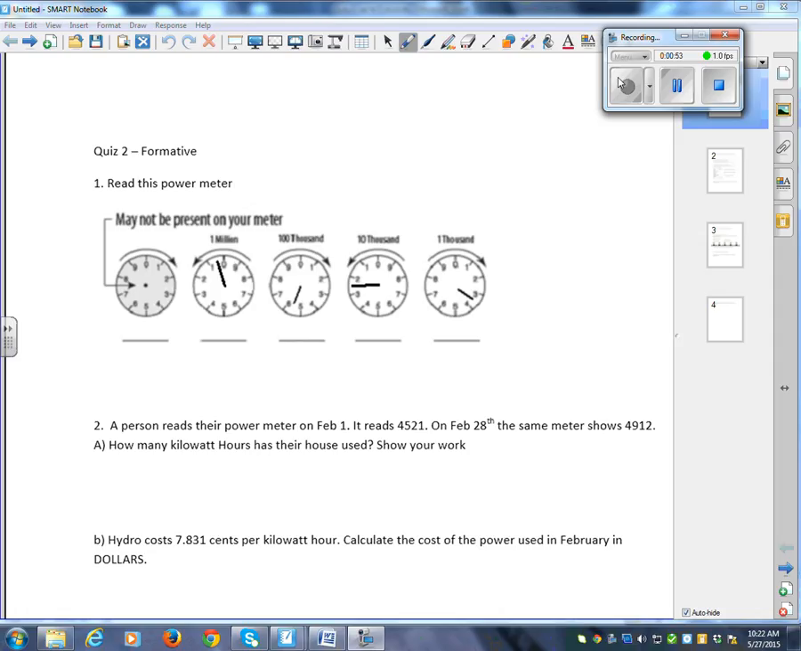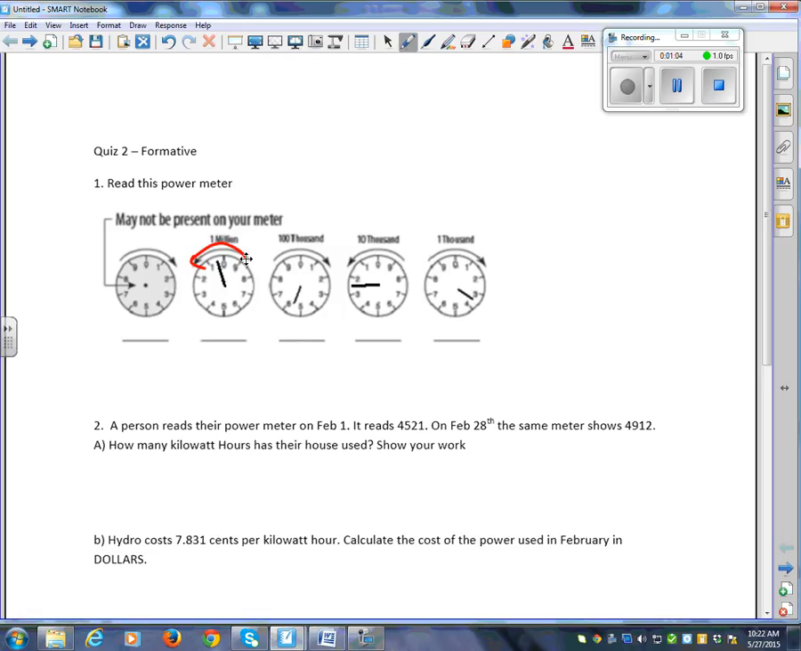Please note, Nolan, that it tells you which way the dial is going, so you can easily count. This one is going this way, and this one is going that way, and this one's going that way, and this one's going that way. So the number is 0523.